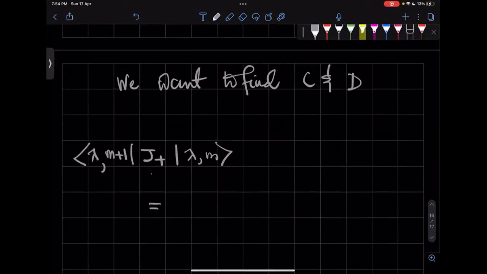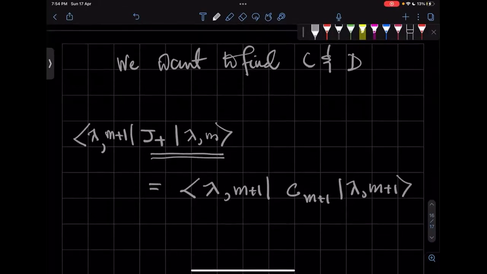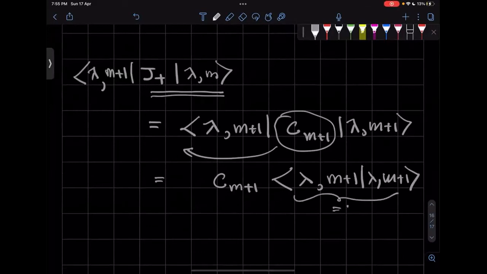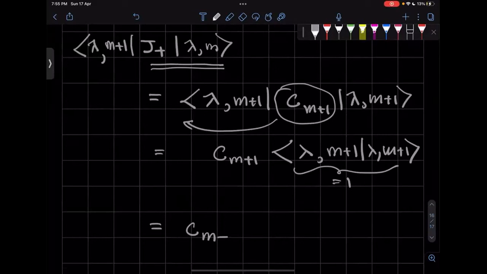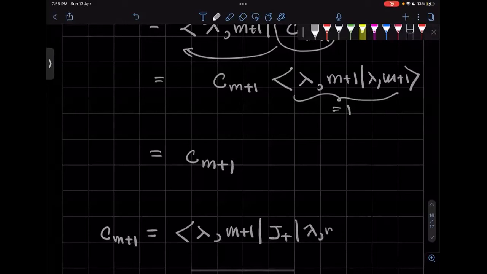But we know that J plus acting on lambda m is C of m plus 1 times lambda m plus 1, right? But C is just a number, so I can factor it out. It's a complex number in general. Then we have the bra lambda m plus 1 and the ket lambda m plus 1. By orthogonality, this is just 1. So we see that C of m plus 1 is equal to the inner product between lambda m plus 1 and J plus acting on lambda m.